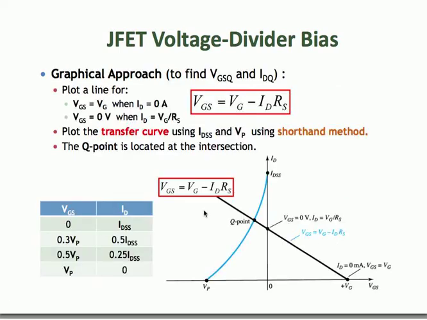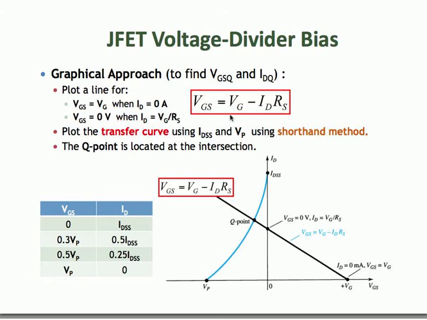The way you use the graphical approach to solve for the Q point of a JFET with a voltage divider bias circuit is similar to the way we have learned for the other JFET biasing circuits, and there are 3 steps involved. The first step is that you plot your load line, and for the JFET voltage divider bias circuit, your load line is given by this equation here, which you can derive by doing a KVL around the GS loop. So you don't really have to memorize this.